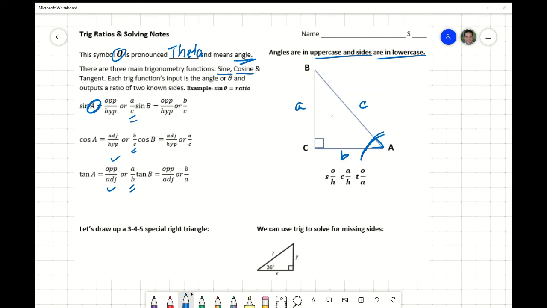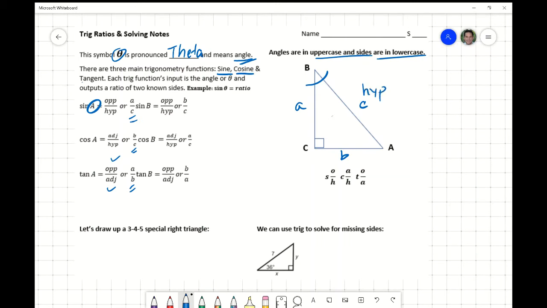Okay, well, when we come up here and put our reference on B, what we're going to see is that A, B, and C are still going to stay the same, but this opposite over adjacent is going to change, because the hypotenuse will always be the hypotenuse, right?